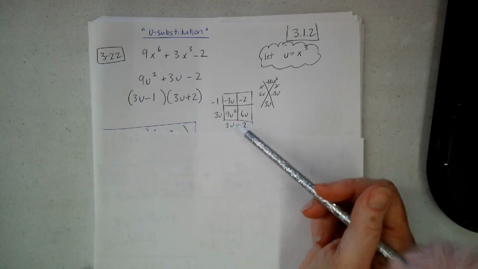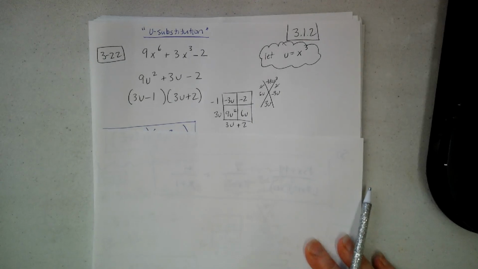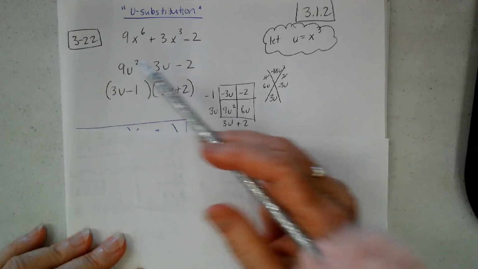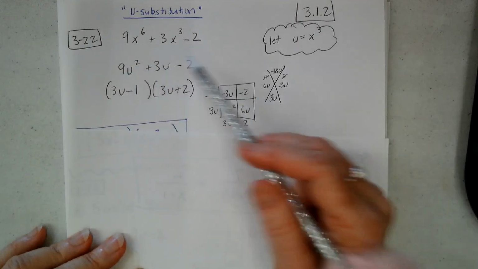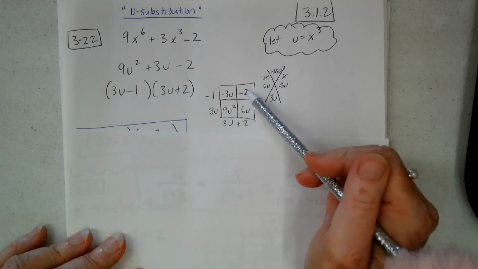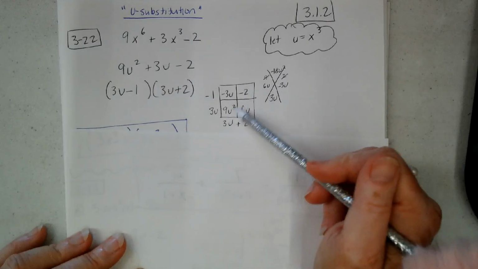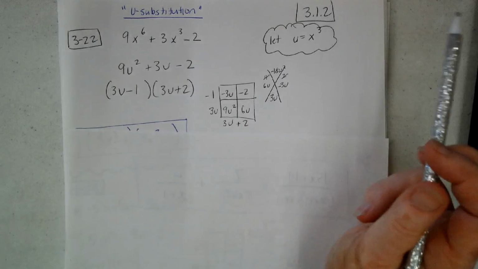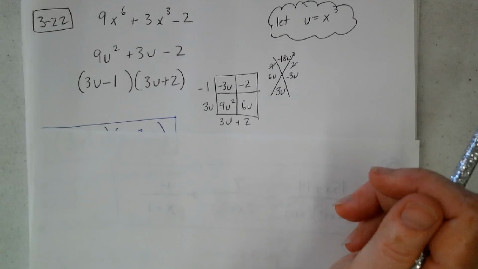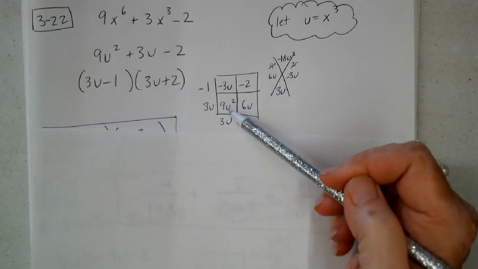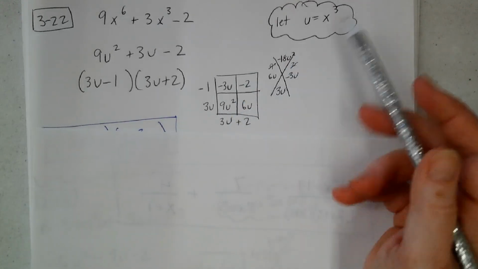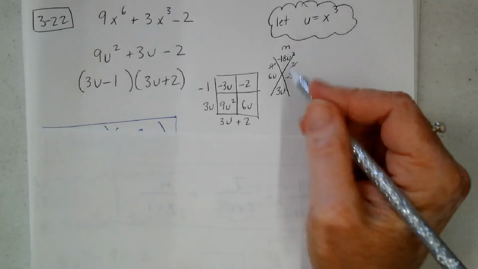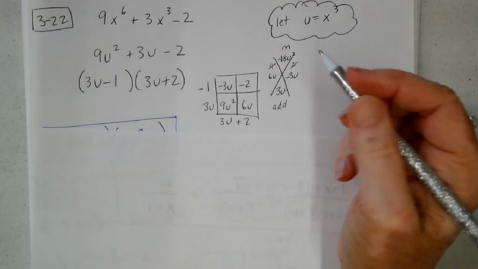So I use the box method. Let's get this a little closer. I use the box method, so I put the square term in the lower left, and I put the constant in the upper right, and then I multiply them diagonally to get my diamond for my diamond problem. And you probably still can't see that. And so 9u squared times negative 2 makes negative 18u squared. I'm going to multiply to make this number and add to make the bottom number.